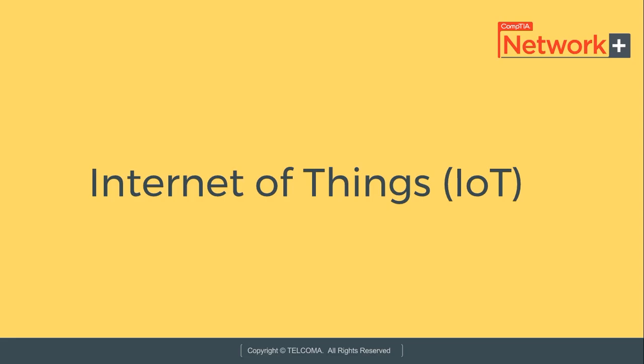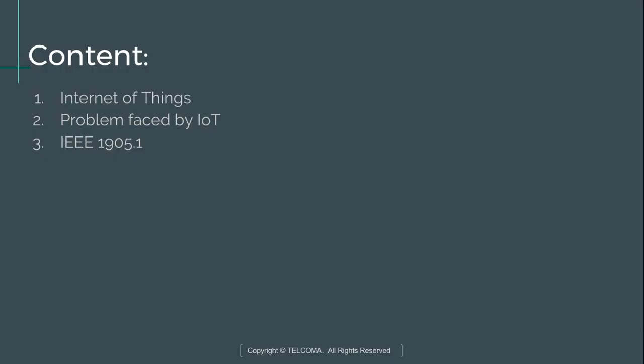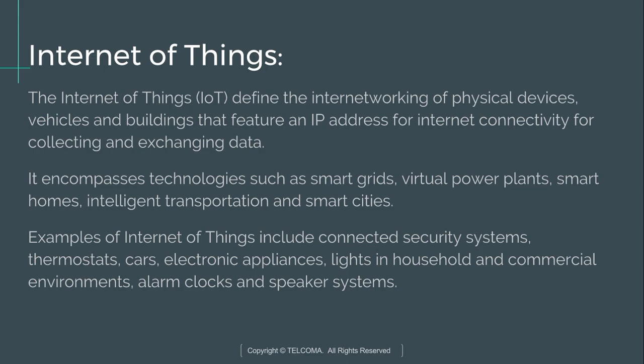Hello, today we are going to discuss the Internet of Things, or IoT, which is an emerging technology. In this video we are going to discuss what the Internet of Things is, then the problems or challenges faced by IoT while emerging, and the standard IEEE 1905.1, which is used to implement the Internet of Things. So let's first discuss what the Internet of Things is.